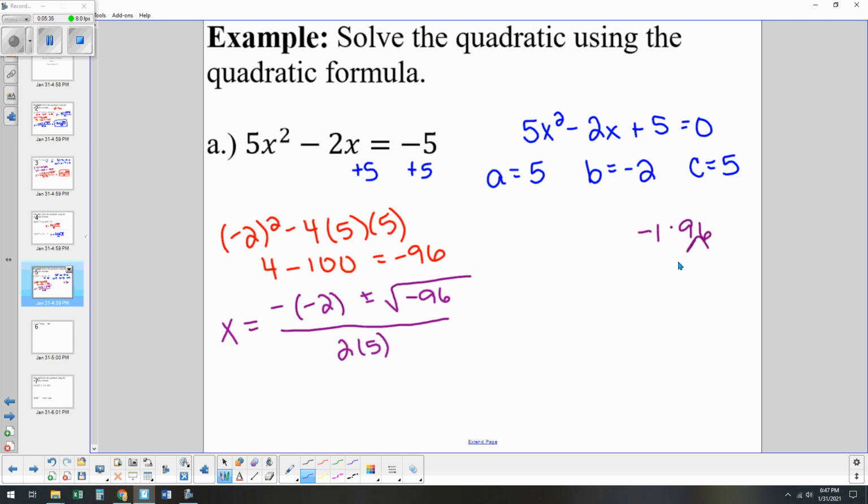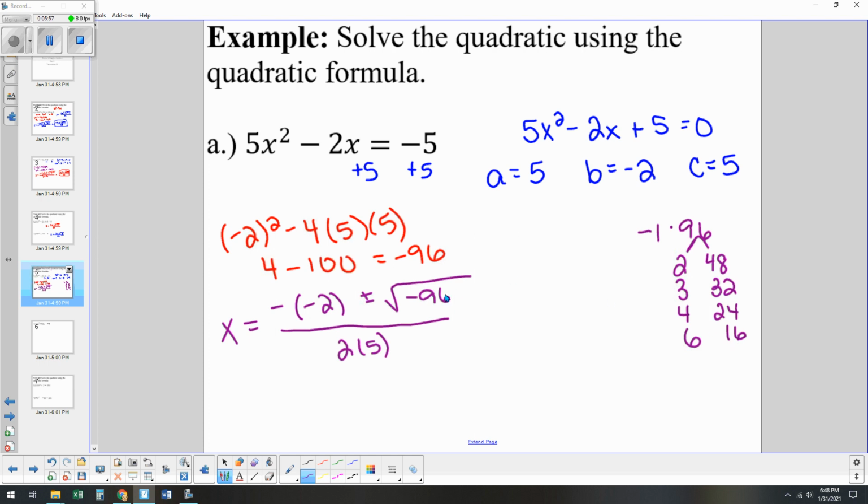I look at, okay, well, we already know 96 is not it, so we're not going to bother with 1. Does 2 go into it? Yes, 2 times 48. 48 is not a perfect square. 3 goes into it 32 times. 32 is not a perfect square. 4 goes into it 24 times. 24 is not a perfect square. 6 goes into it 16 times. 16 is a perfect square.